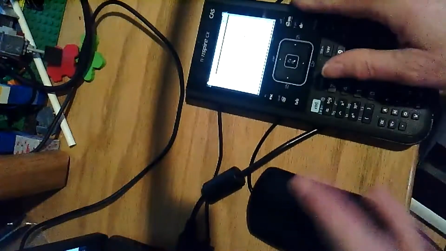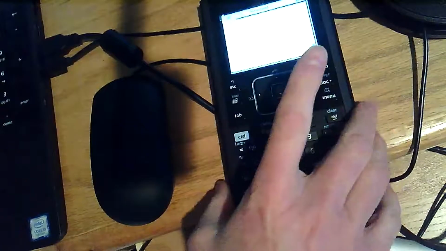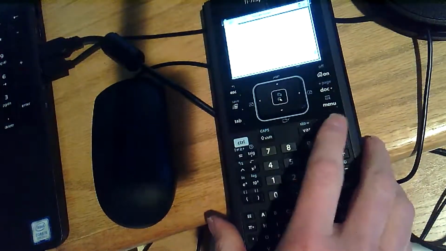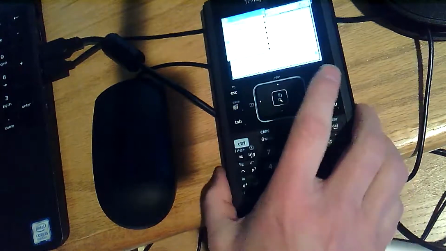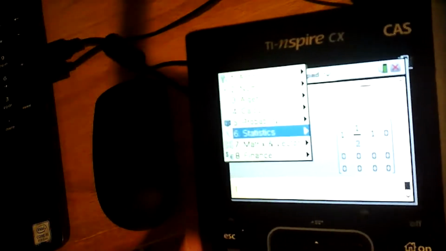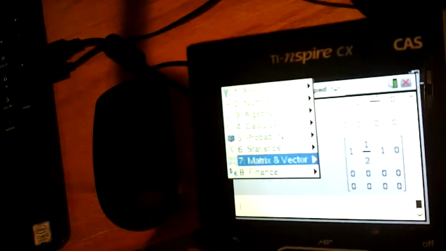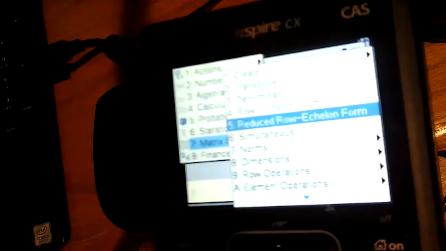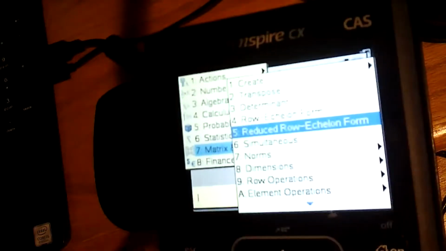All right, so now I've got my calculator here. And I want to show you how to make sure you can do this. So you're going to go into your calculator, into the menu. And the menu you want to go into is the matrix menu. We can come down to matrix, hit enter. And because you want to find out what K1, K2, K3 is, we're going to use reduced row echelon form.